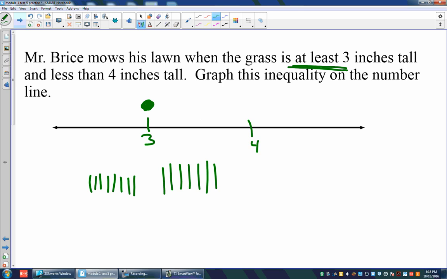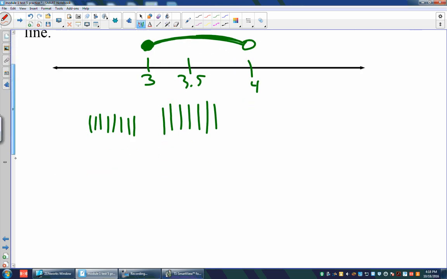And less than 4 inches tall. Can it be 4 inches tall? No, it has to be less than 4 inches tall. Okay, so this means we can mow it when it's between there. It's at least 3 inches tall and less than 4 inches tall. Is 3.5 at least 3 and less than 4? Yes. That's why we know we can shade in between. Okay, so that I think ends it.